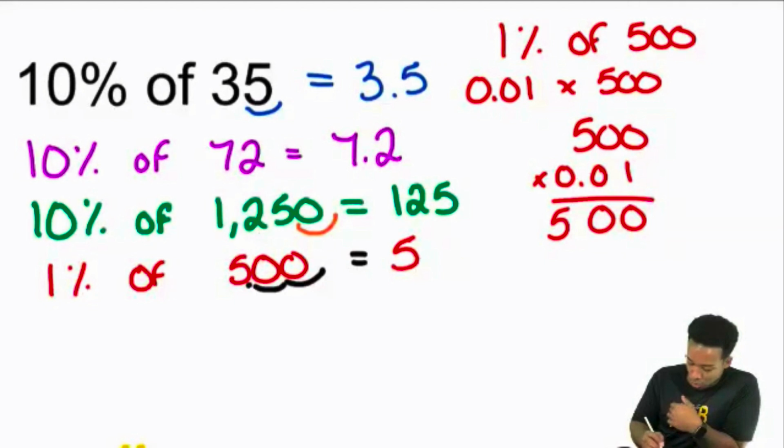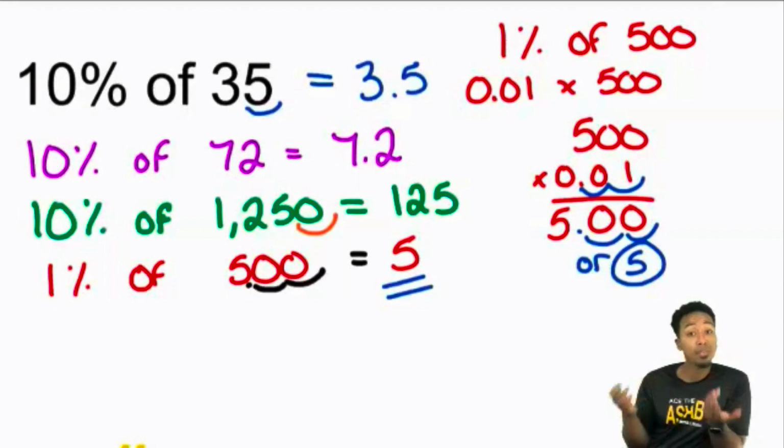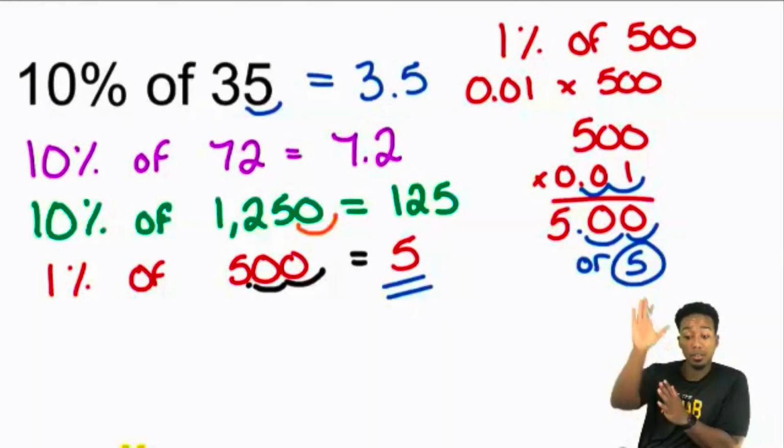But what do we need to make sure we do? We need to make sure that we take care of the 2 decimal places. 5.00 or just 5. Did that open anybody's eyes up there?